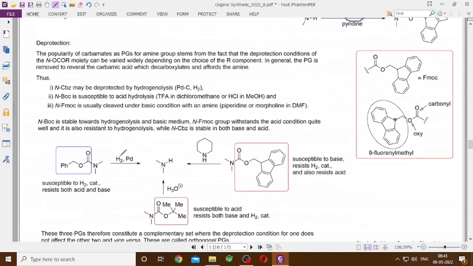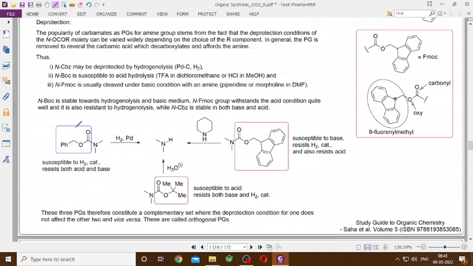This CBZ protection is removed by hydrogenolysis, but it is generally resistant to acid or base. The tertiary butyloxycarbonyl, TBOC or BOC protection, can be removed by acidic hydrolysis, but it is not susceptible to hydrogenolysis. The FMOC protecting group is susceptible to basic hydrolysis, but it resists hydrogenolysis, and it also resists acid hydrolysis.